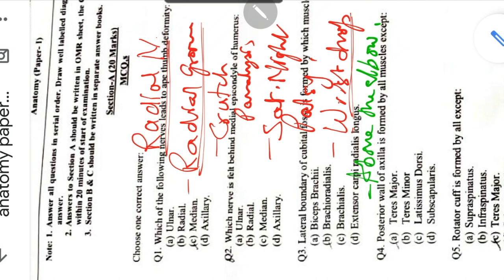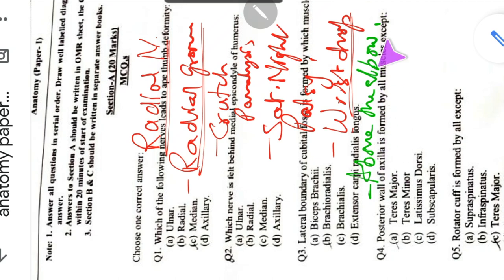The superficial branch continues as one of the contents in the roof of the cubital fossa and becomes a cutaneous nerve. Then what about the deep branch? The deep branch supplies extensor carpi radialis brevis, and the common extensor origin from the posterior aspect of the lateral epicondyle of the humerus. So all the muscles, including supinator, are supplied by the deep branch of the radial nerve.